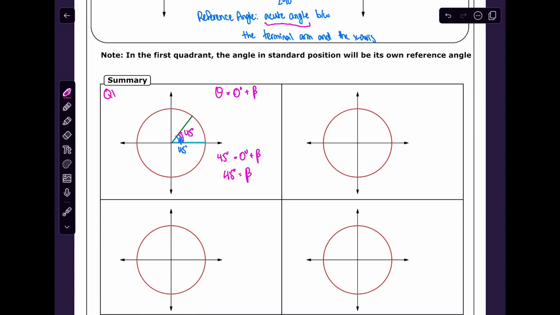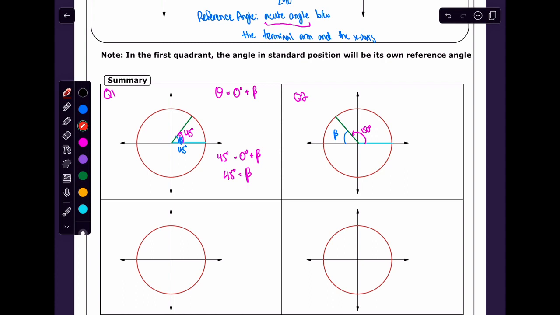Now let's look at quadrant 2. We start with the initial arm here. Then we'll draw our terminal arm in quadrant 2. Let's use the angle 150. So this is our angle in standard position, and our reference angle is going to be the acute angle between the terminal arm and the x-axis, so it'll be here.